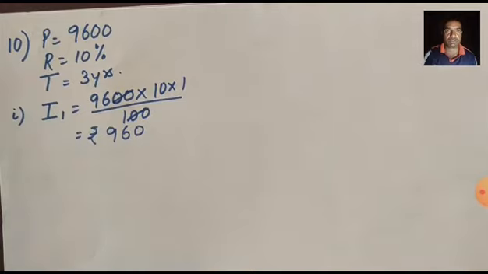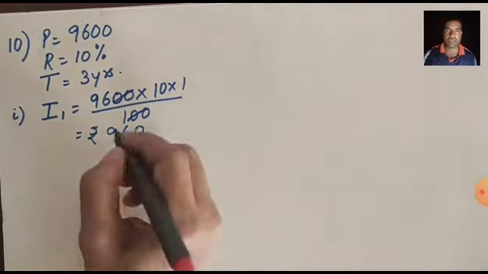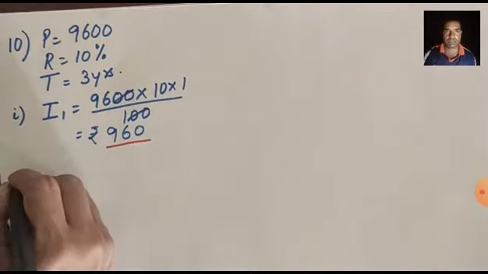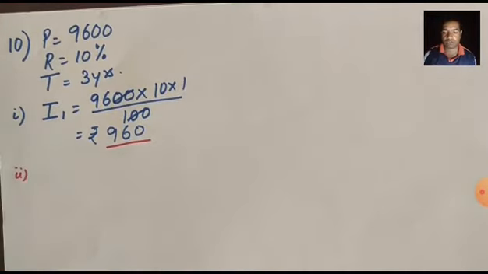9,960, which will be the how much? 960. I1 means interest for the first year. Got it now? Now second part, we have to ask amount at the end of the first year.